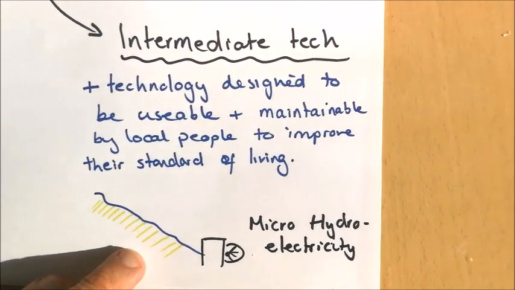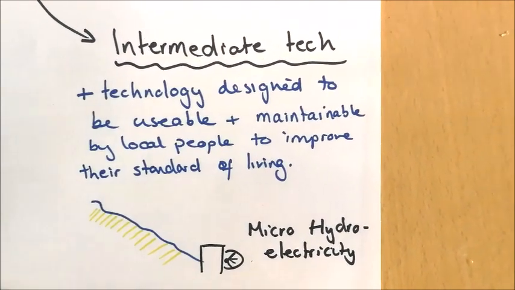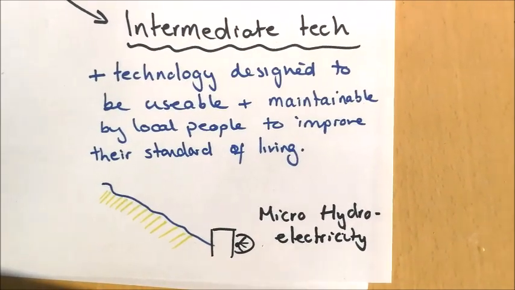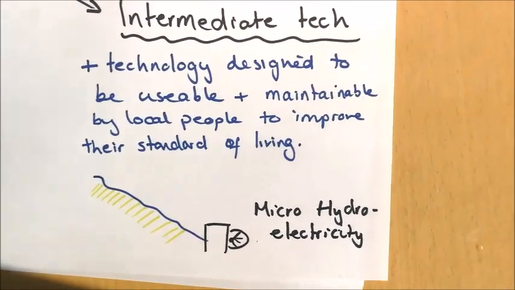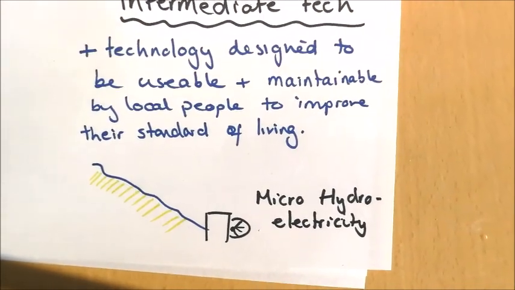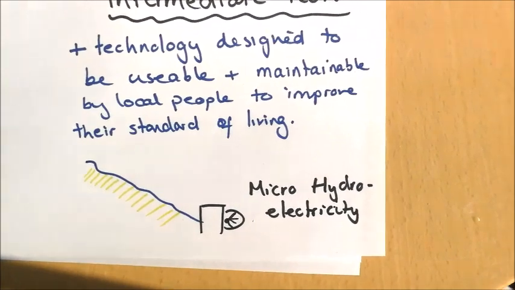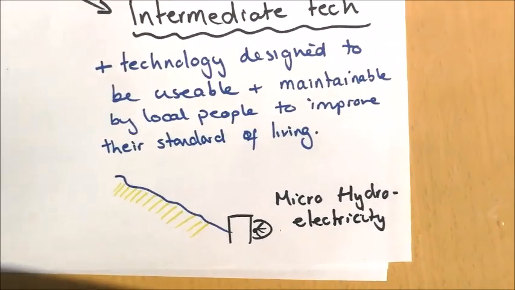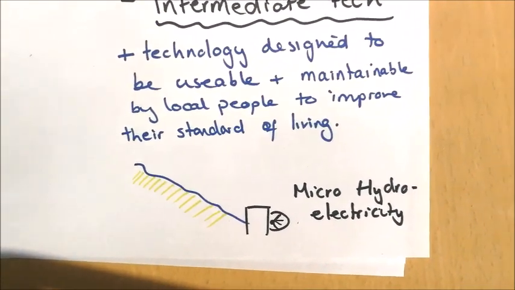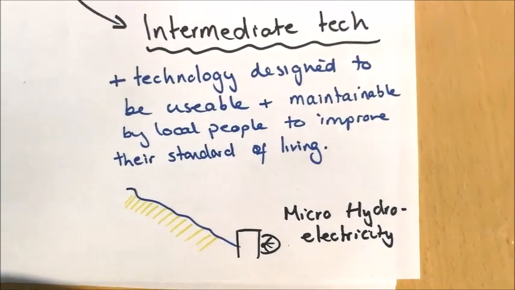One of the most common things that's been used in a lot of low-income countries is the provision of what we call micro-hydro electricity plants. So these are basically small generators that use fast flowing water, for example, in steep mountainous rivers to generate electricity in areas that are remote and cut off from it.